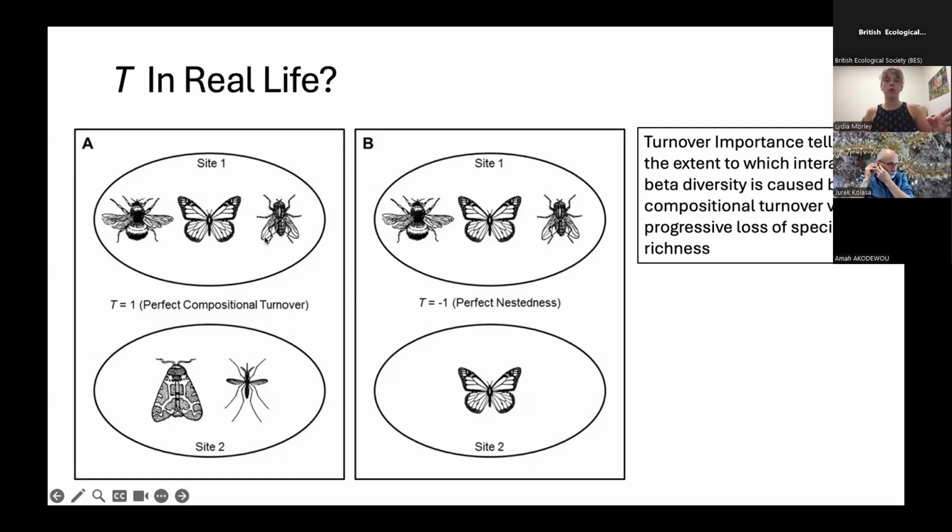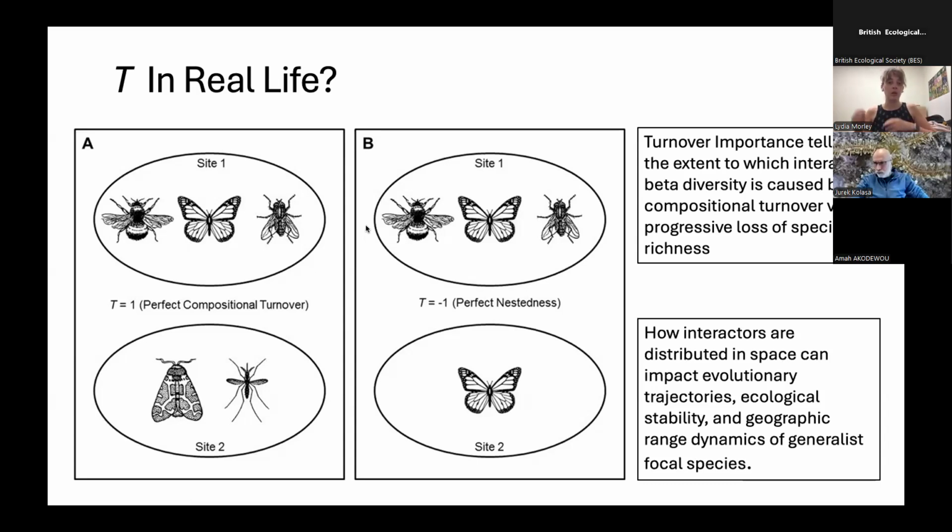So of course, turnover importance simply tells us the extent to which interactor beta diversity is caused more by turnover, like in orchid A, or nestedness, like for orchid B. But understanding these relationships and having something that indicates the nature of the spatial relationship between the species that you care about can tell you about the evolutionary trajectories, the ecological stability, and the geographic range dynamics of the generalist species that you're actually interested in.